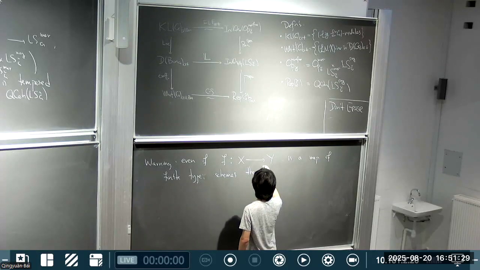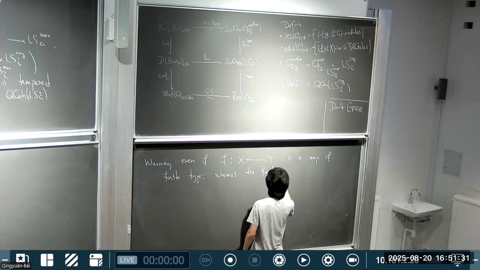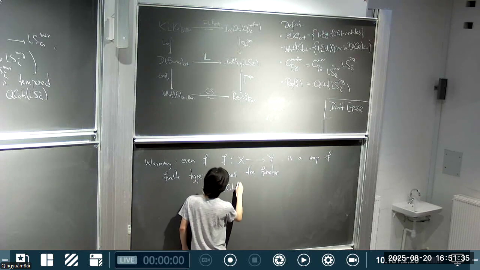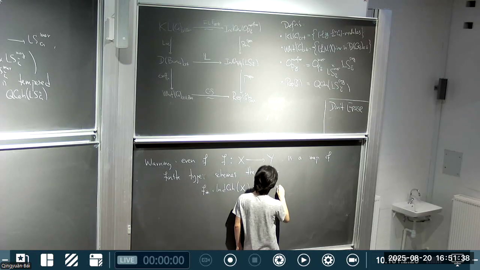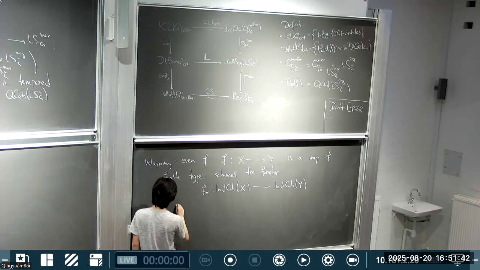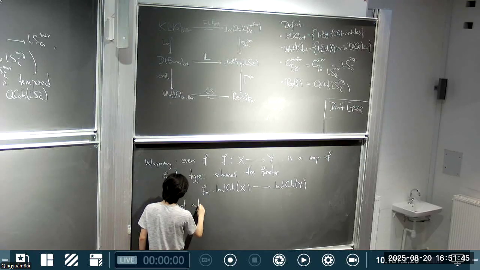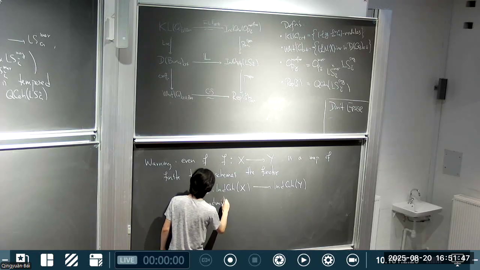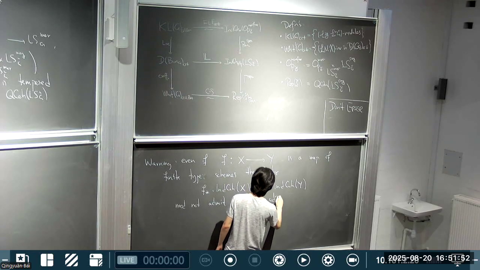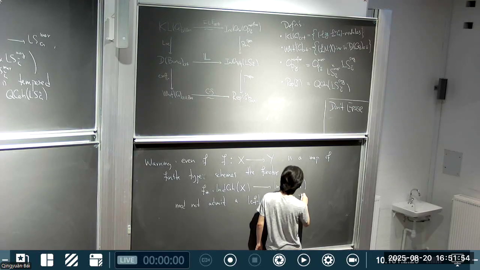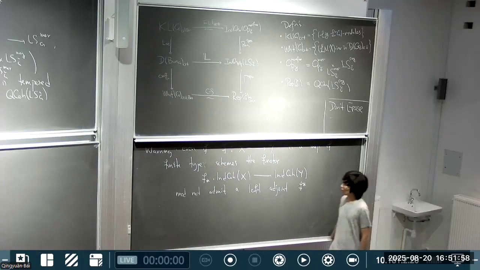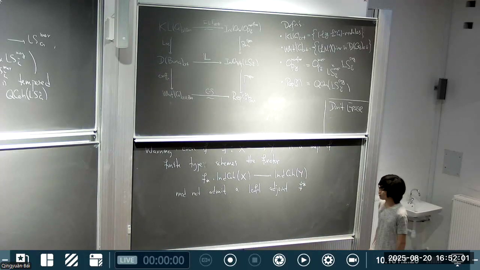So the functor star, well, admits an aspirational left adjoint. But there are some cases when it does.